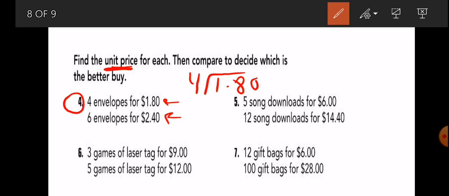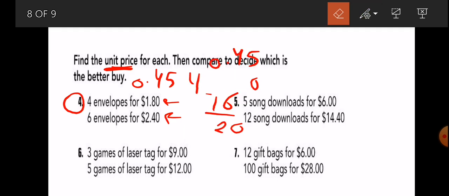1 divided by 4 we can't. Then the decimal. Now 18 divided by 4 will give 4. 4 multiplied by 4 is 16. Subtract, we will have 2. Put down the 0. 20 divided by 4 is 5. So 0.45.